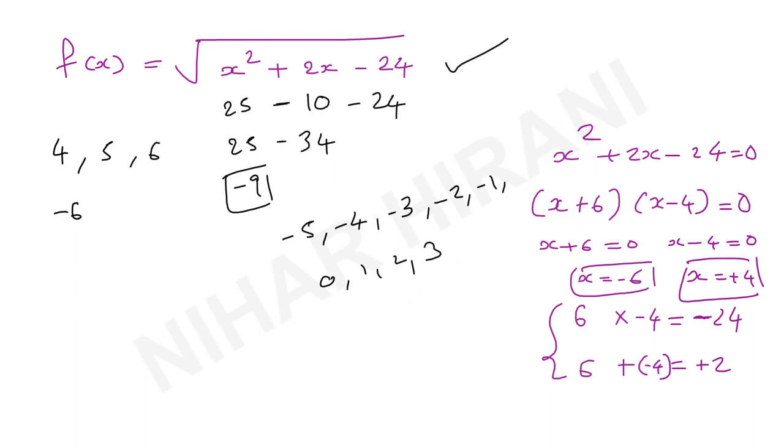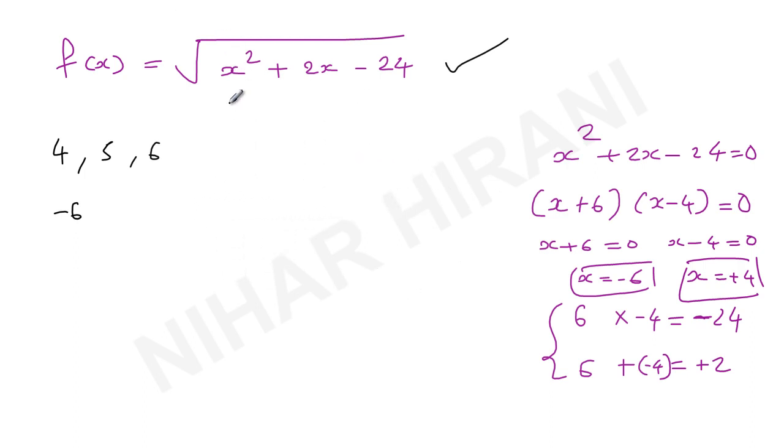Now let us check what happens if I plug minus 7 for x. So that will be 49 minus 14 minus 24. 49 minus 38. That's 11. So that's okay. And if I go minus 8, so that will again be positive, isn't it? So let us write the domain for this one.